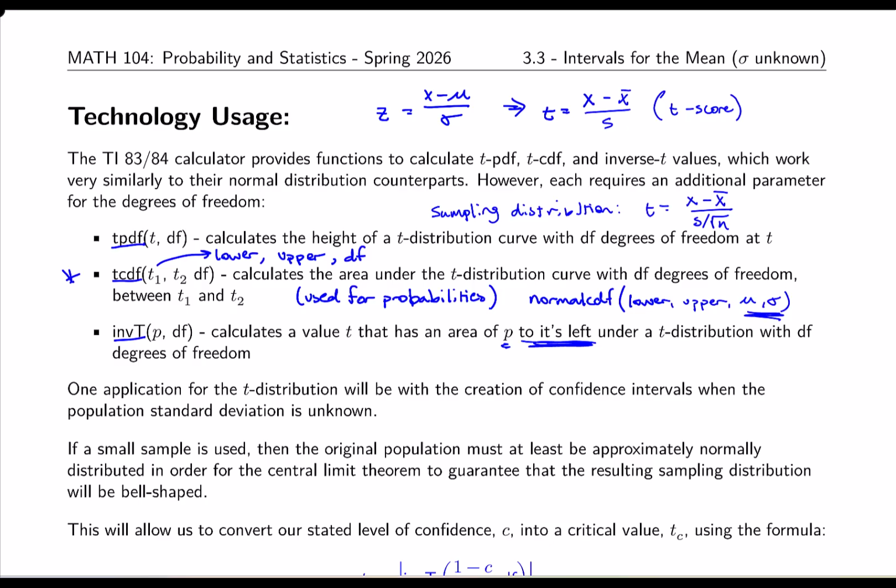So all the little niceties that the TI provides for normal distributions, it leaves us in the dark when it comes to t-distributions. Unfortunately, that's the distribution that we're going to use the most going forward. So we have to understand all the little details of how to do this stuff ourselves instead of relying on the calculator doing all the convenient things for us.